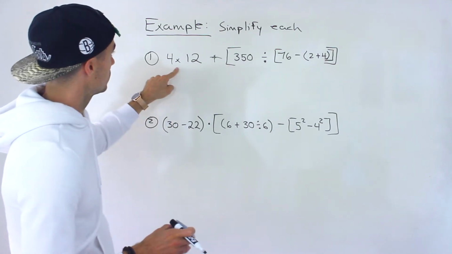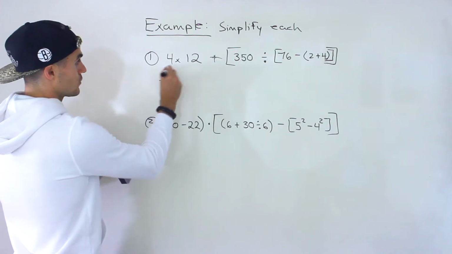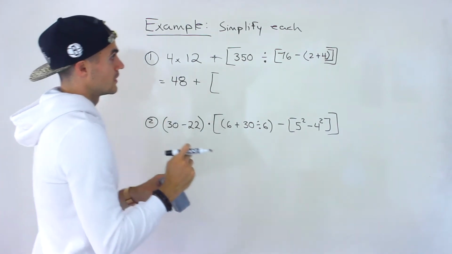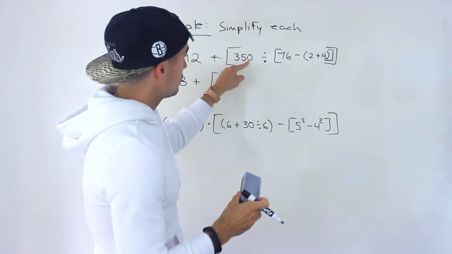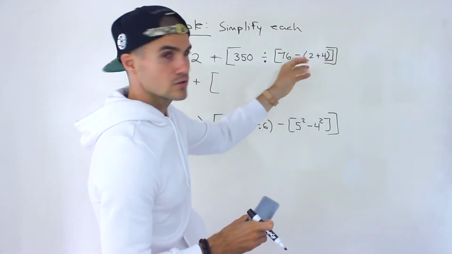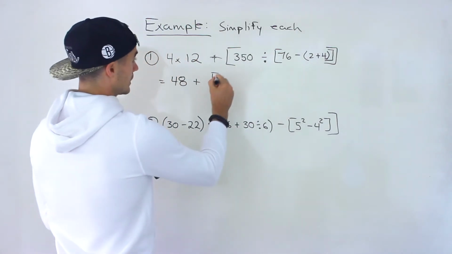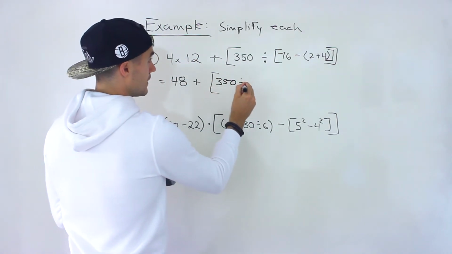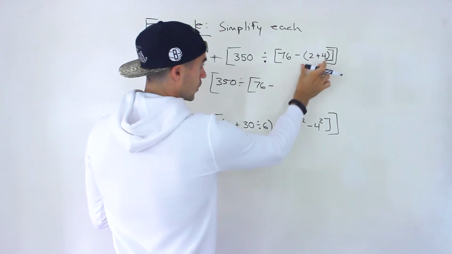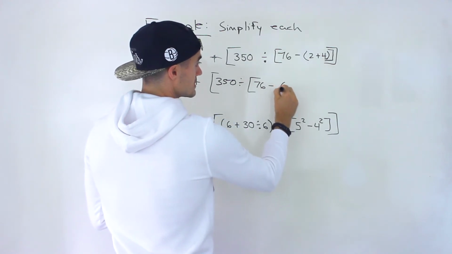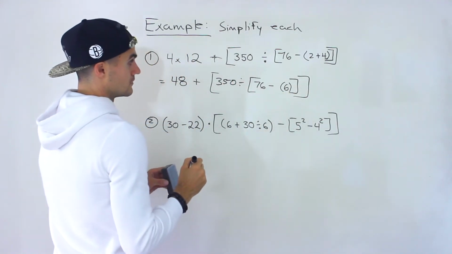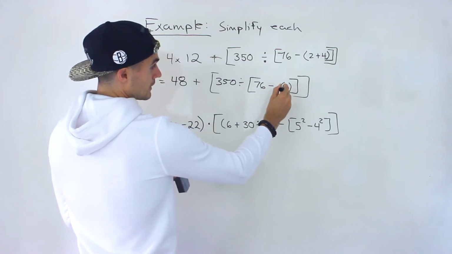Now we could work on these simultaneously. They're sort of separated, so 4 times 12 gives us 48, and then we're going to add whatever we get over here. So we have a big bracket, then 350 divided by this next bracket, and then we have another bracket inside. What you usually want to do is work on the innermost brackets. So I'm going to keep the 350 divided by, keep that second inside bracket, we'll have 76, and then work with this, so 2 plus 4 gives us 6. Then I'm going to close off this, and then close off that. So we simplified that innermost bracket, now we can move out.